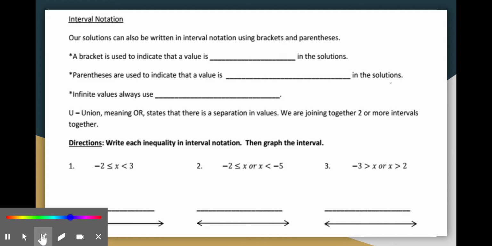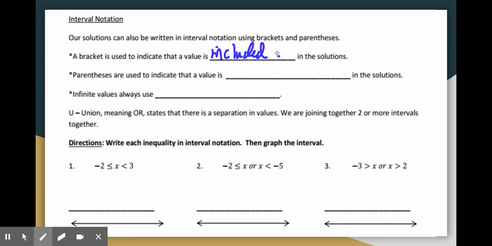Okay, now interval notation. So now we already know the bracket means it's included. Parentheses means it's not included. Infinity always gets parentheses.